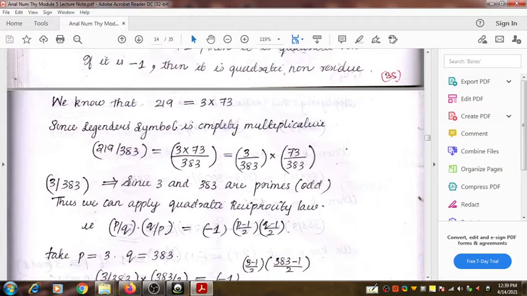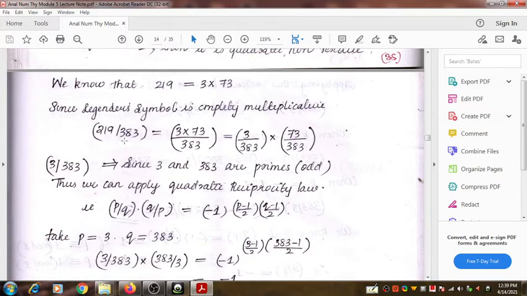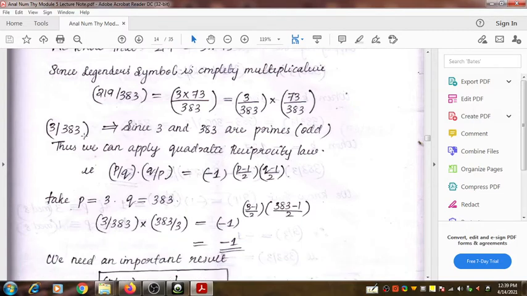Therefore you can write that (219 bar 383) is equal to (3 into 73 bar 383). Using the completely multiplicative property of the Legendre symbol, you get (3 bar 383) into (73 bar 383). But you need to find these two values separately. First, we need to find (3 bar 383).